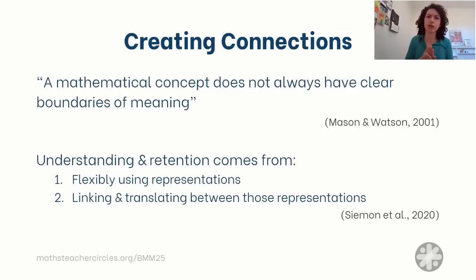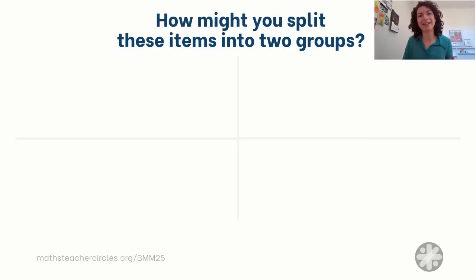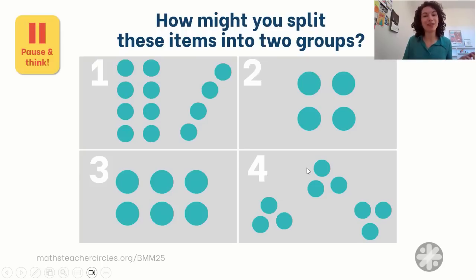I'm going to share two strategies with you now that you can use with your students to help them make connections far more easily. The first one is using a routine called two groups. In a moment, you're going to see 4 items. And the question is, how might you split those items into 2 groups? So here they are. Take a moment to pause and think.